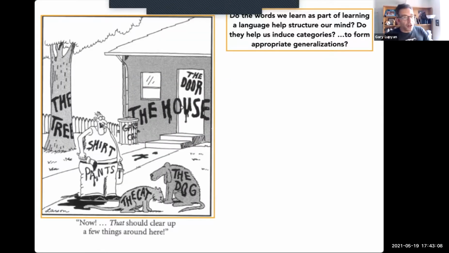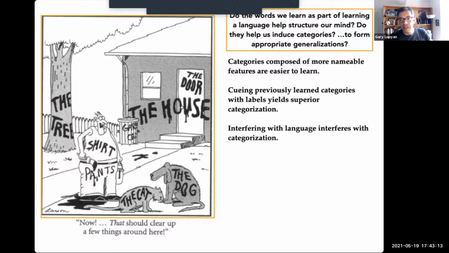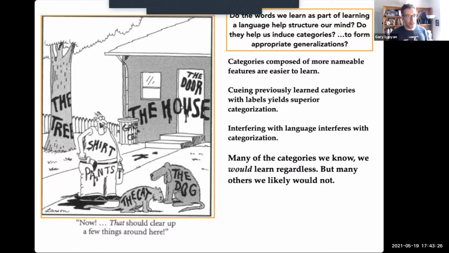So I started with this question: do the words we learn as part of learning language help structure the mind? I've given a few different kinds of evidence in favor of the affirmative, that yes, I think they do. I'm not suggesting that language is everything. Clearly, many, perhaps most of the categories we would learn regardless. Or maybe we don't even need to learn many of them, we know them regardless. But many others, many of which we take for granted, we might not.